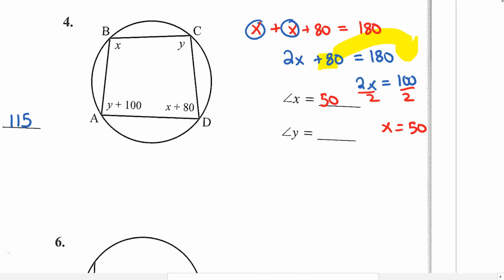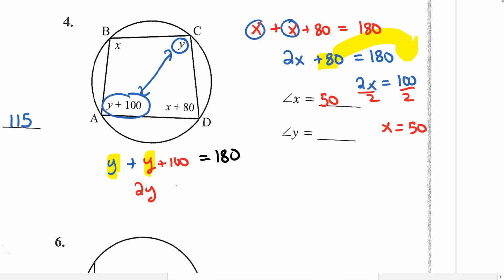And then let's go ahead and find y by using the same technique. So y plus 100 and that y, these two angles have to add up to 180. So y plus y plus 100 equals 180. Okay, and y plus y is 2y equals, if I bring this 100 degrees over, 180 minus 100 is going to be 80 degrees. And then divide both sides by 2. Y would equal 40. Okay, so that's how you can find the values of x and y.